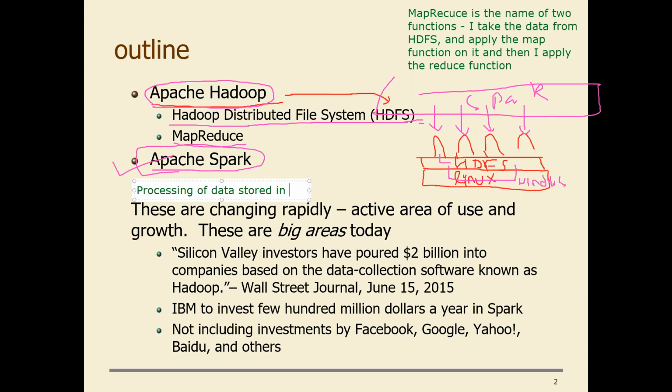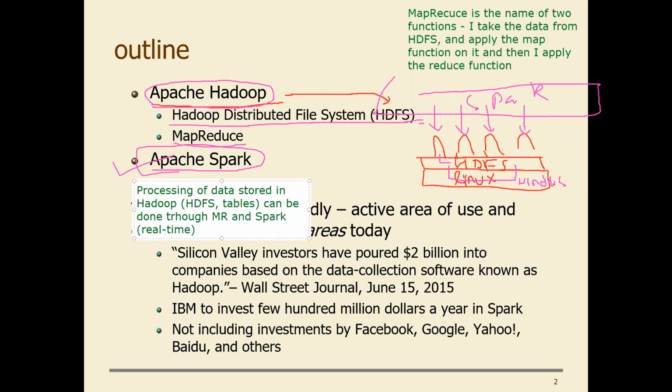Stored in Hadoop means either stored directly in HDFS or stored in the form of tables. Okay. It can be done through MapReduce and Spark. Spark is the case that we are interested in, that is real time analysis. For this you will need Kafka and so on. That's the thing. So these are the basic things that you need to keep in mind.